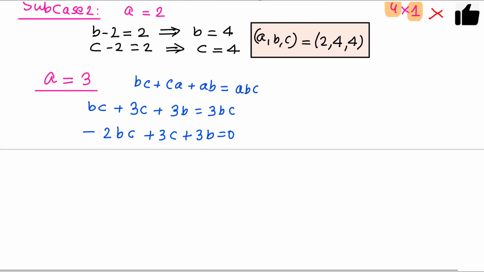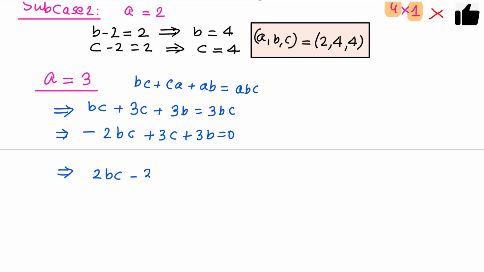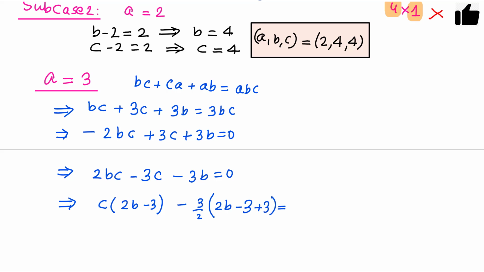Once again you have to do the same thing. You have to factorize. Let us multiply throughout by a negative sign. So if you do that, you will have 2BC minus 3C minus 3B equals 0. And if you factorize, let us take C common. So you will have 2B minus 3, and here you need to have 2B. So let us take 3 by 2 common. So you will have 2B, and let us add and subtract 3. And this is equal to 0.